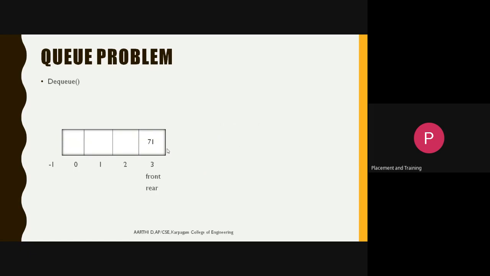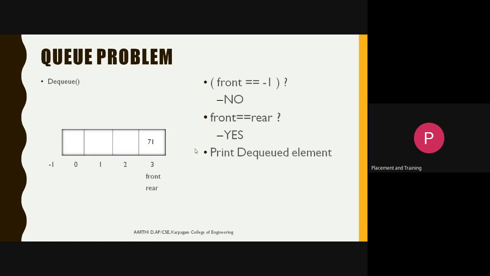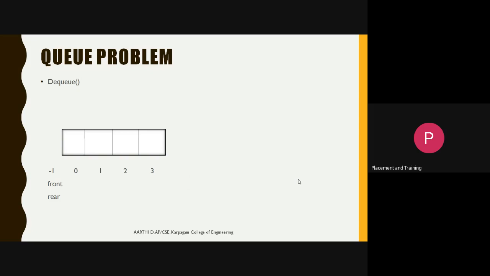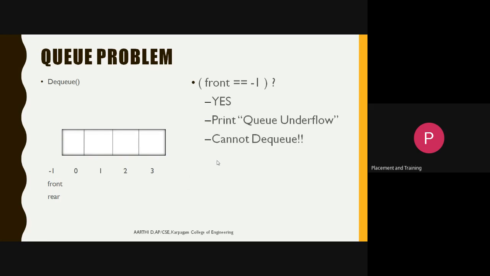Now we can see, is front at -1? No. Are front and rear pointing to the same index? Yes. So this is the only element present in the queue. I'm printing this, and deleting this element will make my queue empty, so I'm moving front and rear to -1 to assure the empty queue. Now when a dequeue is called again, my front is at -1, so you can print queue underflow and you can't dequeue any element.